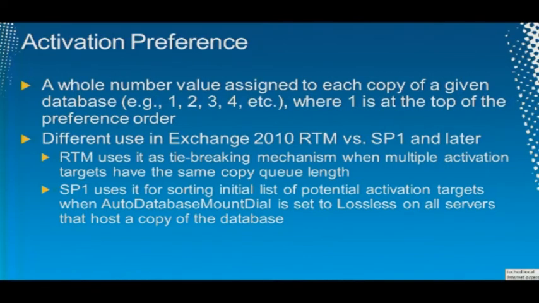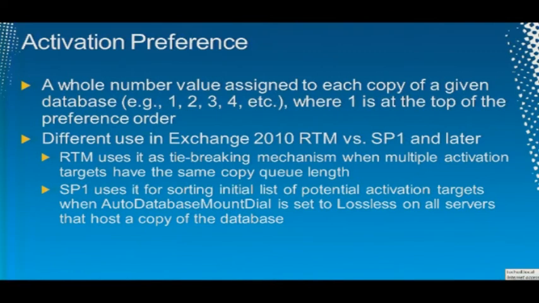So if I've got an active copy and 3 passive copies, in other words, 4 copies of a database, each one of those has a unique number, 1, 2, 3, or 4. The activation preference value cannot be greater than the number of copies of a single database that you have. And it's just a whole number where, in this case, the lower the number, the higher the preference it gets. So if it's got a preference of 1, that takes precedence over something that has a preference of 2.